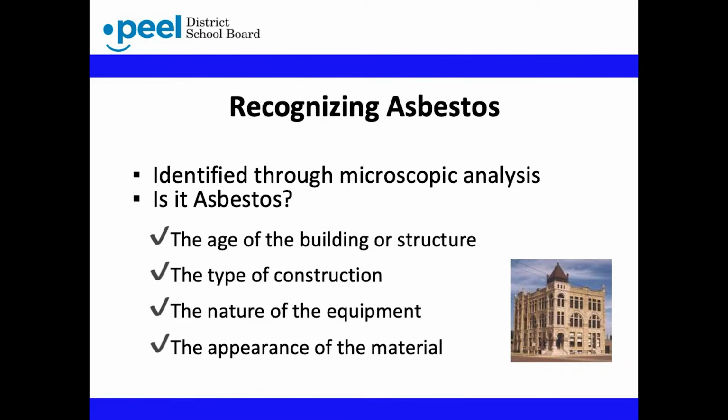How do we know if a material is asbestos-containing? The only accurate way to identify asbestos is to do a microscopic analysis of the suspected material. However, there are some common factors that may provide clues as to whether the material is asbestos-containing. These factors include the age of the building or structure, the type of construction used for the building, the nature of the equipment used within the structure, and the appearance of the asbestos-containing material.